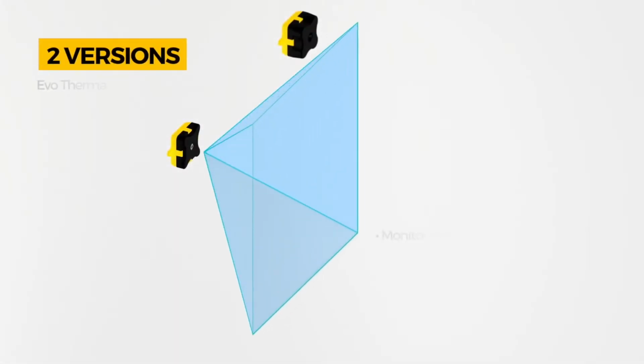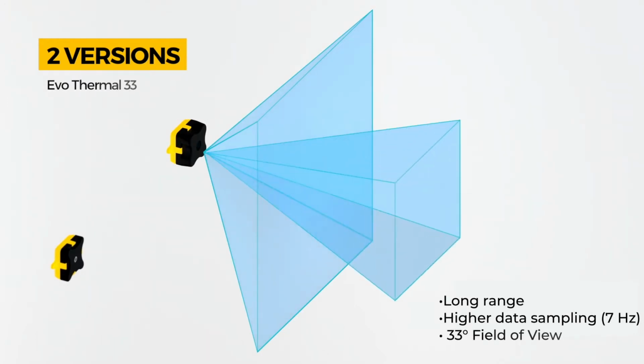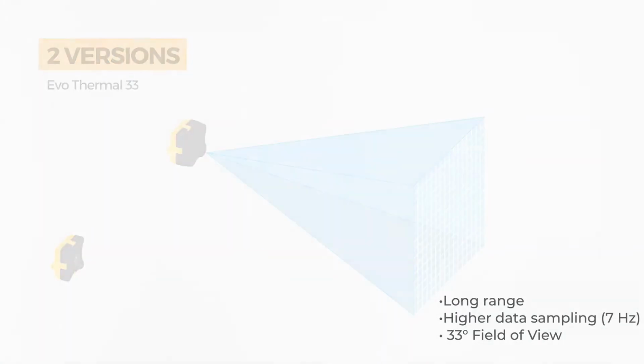The sensor is available in two versions. Go for Evo Thermal 90 and monitor larger areas thanks to a wider 90-degree field of view, or select Evo Thermal 33 for longer range and higher data sampling rate. The narrower field of view also provides a more detailed thermal image.